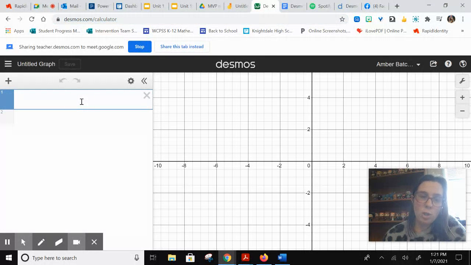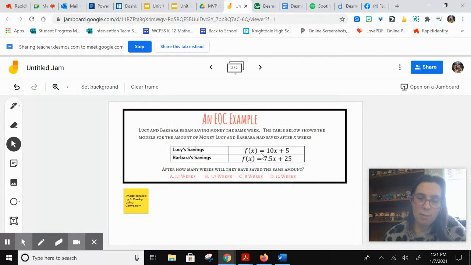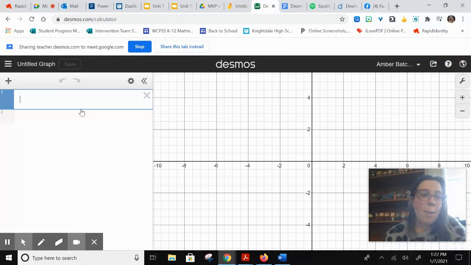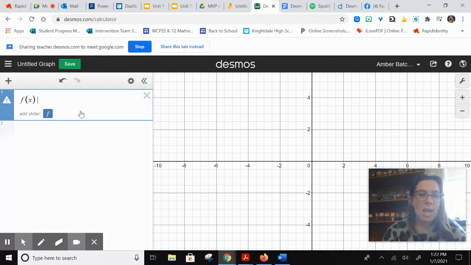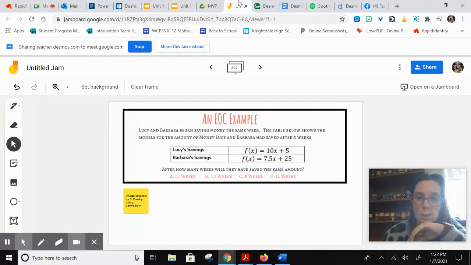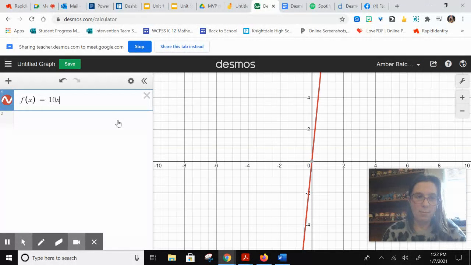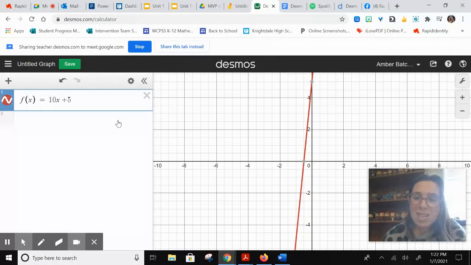You're going to click on this little tab button right here, and you're going to graph equations one at a time. My first equation was f of x equals 10x plus 5. You can use f of x, or you can also just use y if you prefer. It doesn't matter. So I'm going to do f of x equals 10x plus 5. You can see it's already making a graph, and it's going to shift as I add more to my equation.